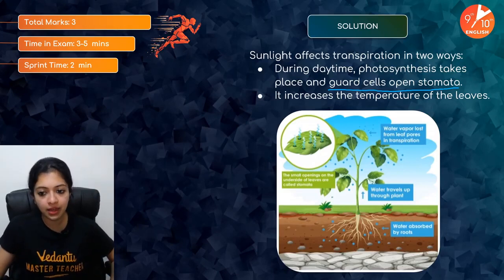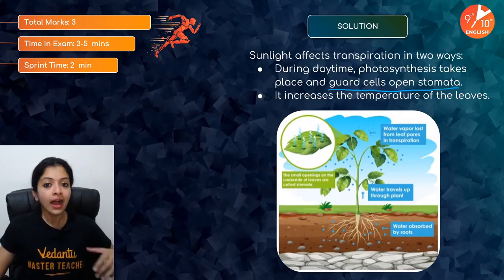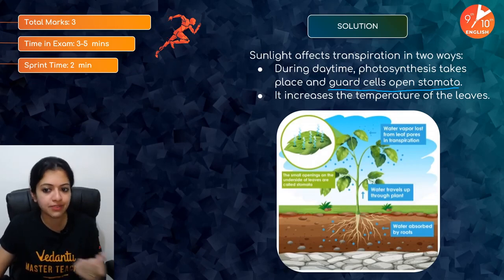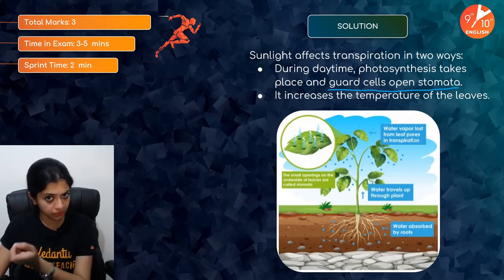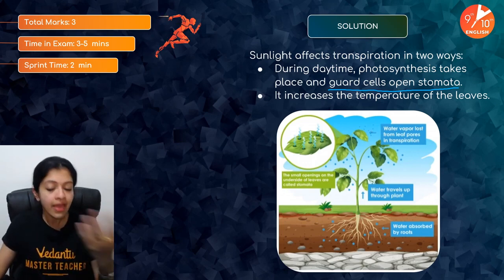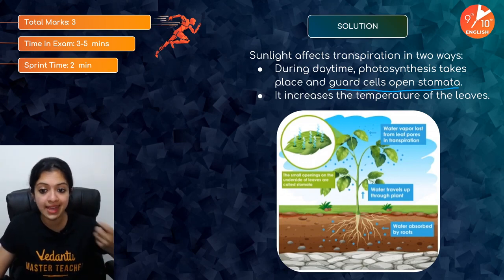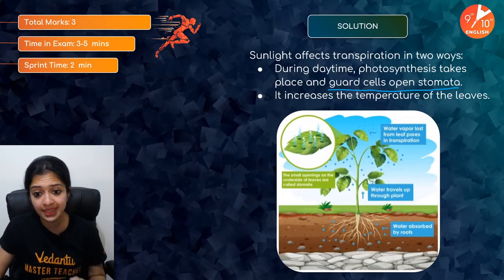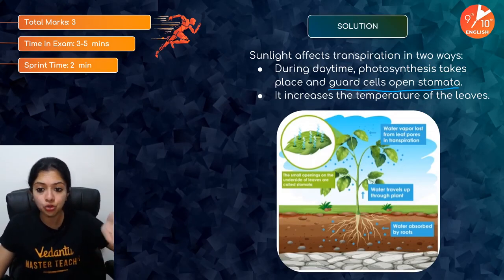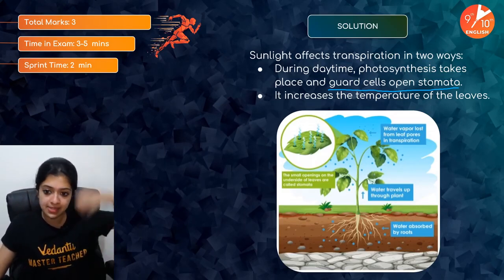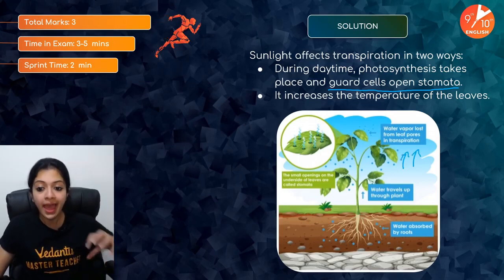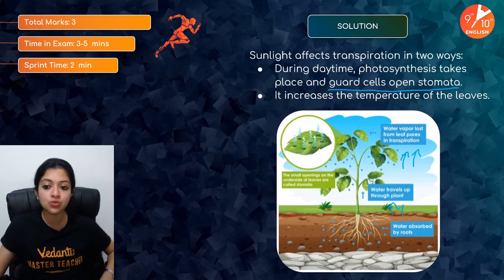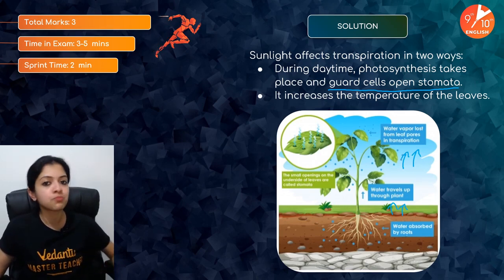Okay, so I think it's mentioned here step by step how it would affect it. For example, water vapor is lost from the leaf pores in transpiration, right? That's happening first. As the next step, the water travels up through the plant, because it acts as a pulling effect, transpirational pull, as we may want to call it. And furthermore, we need to add that water gets absorbed by roots.